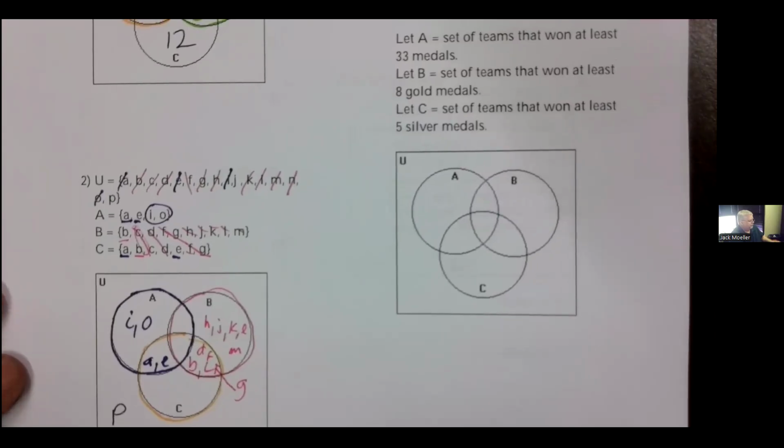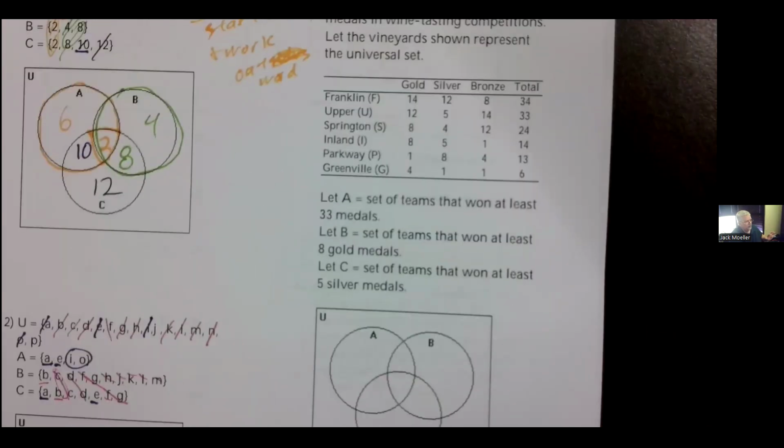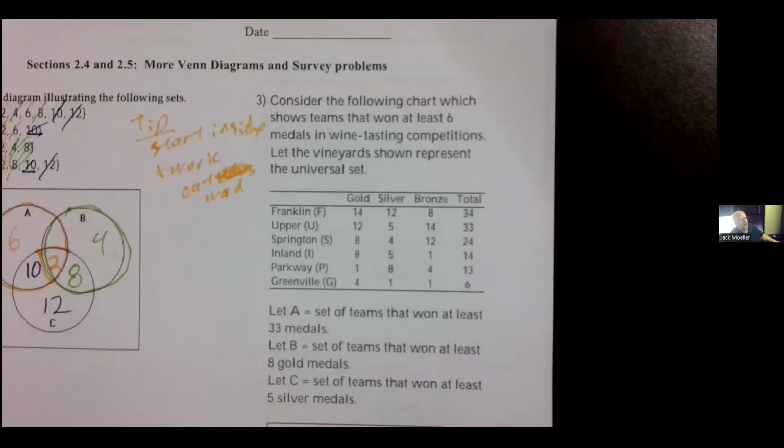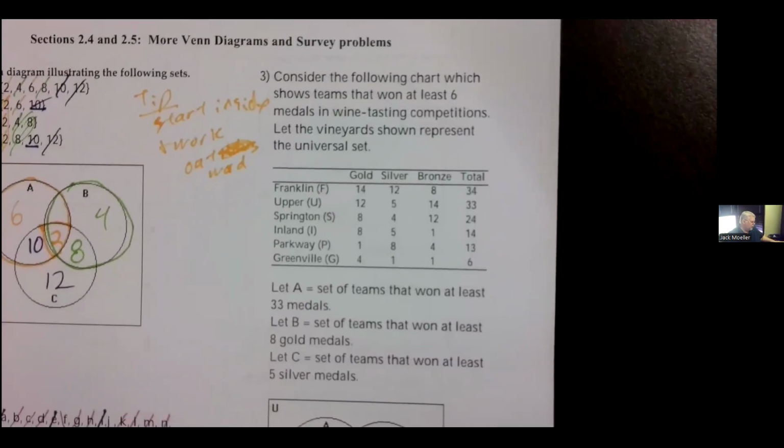All right. So that is one type of problem, where we can just give you sets and ask where in the Venn diagram they go. All right. So how about number 3? Consider the following chart, which shows teams that have won at least 6 medals in wine tasting competitions. I'm guessing this is California or maybe Maine, I don't know, or France, who knows.